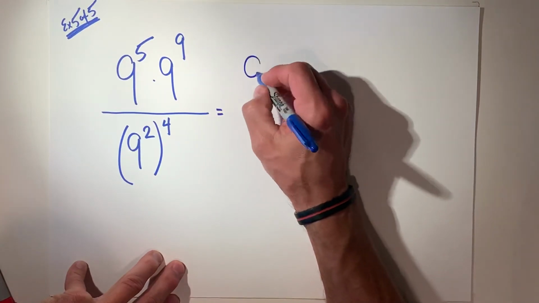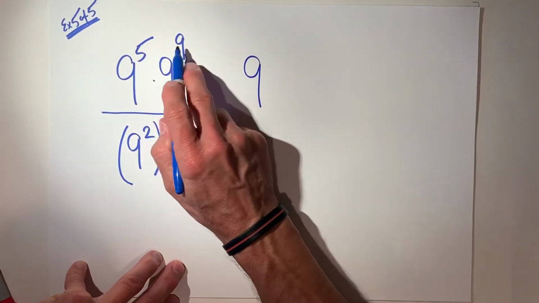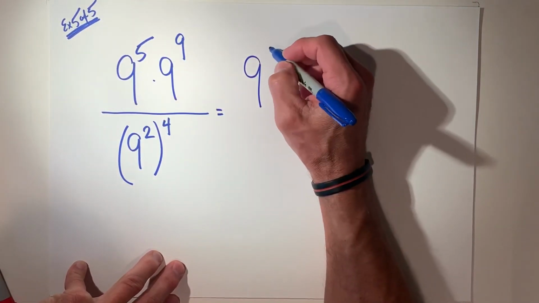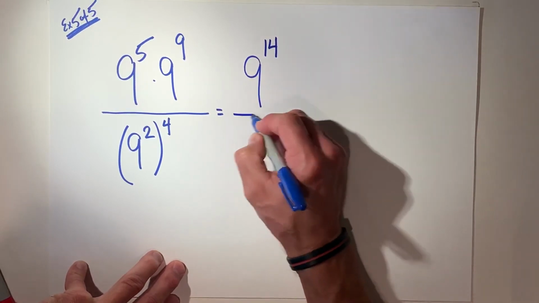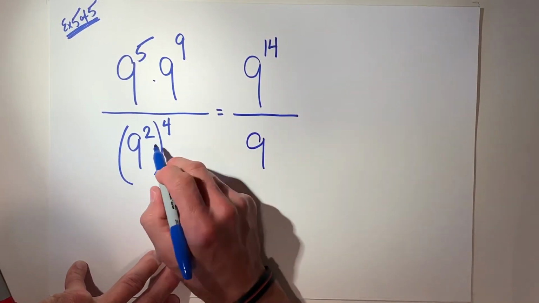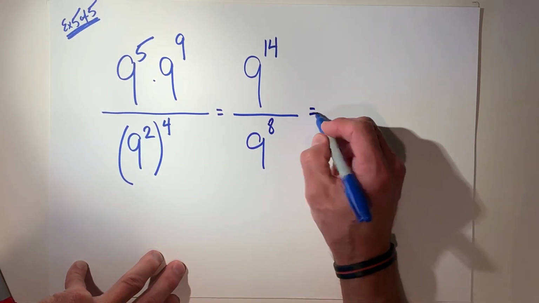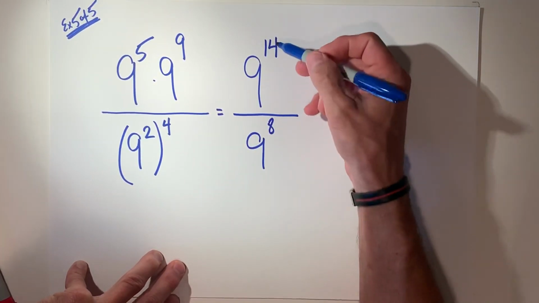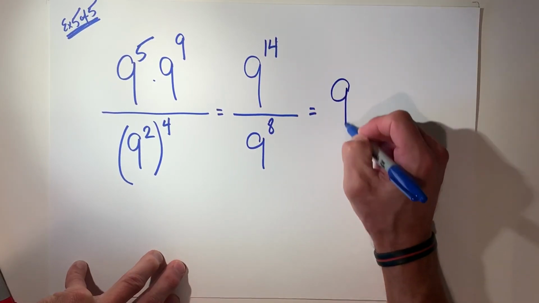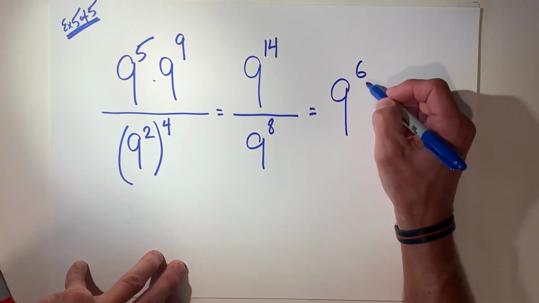So on the top, I have 9 to the 5 and 9. 5 and 9 make 14. 5 plus 9 is 14. On the bottom, I have 9 to the 2 and 4. 2 times 4 is 8. And now I'm going to apply the rule top to bottom. 14 minus 8, so we have a base of 9. 14 minus 8 is 6.